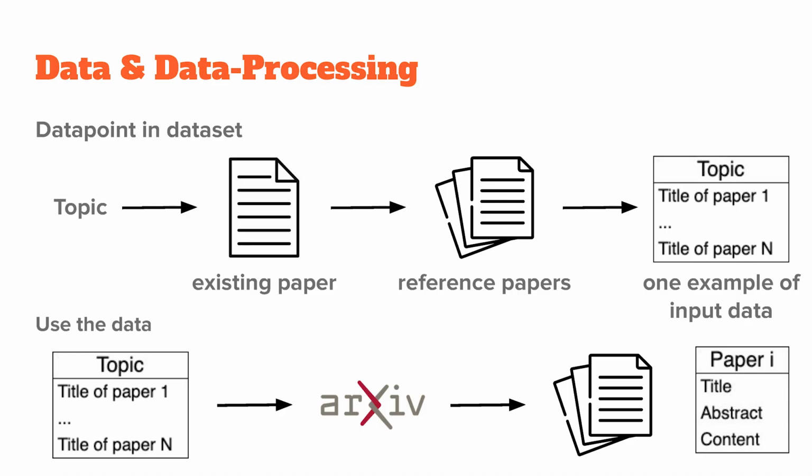We create a dataset by starting by choosing a topic. We then find an existing paper on that field, extract the reference papers they use, and consider the reference papers to be relevant. So the input to our system is the topic and the titles of the related papers. Our system will then download the content of the papers from arXiv and use that for processing.